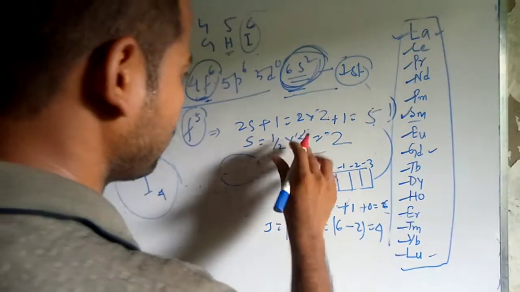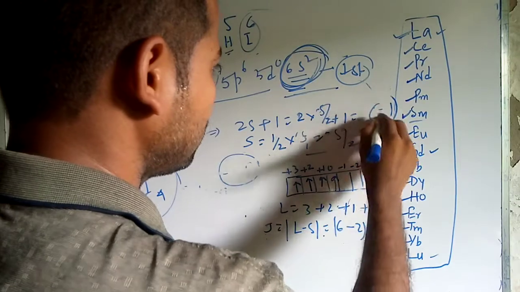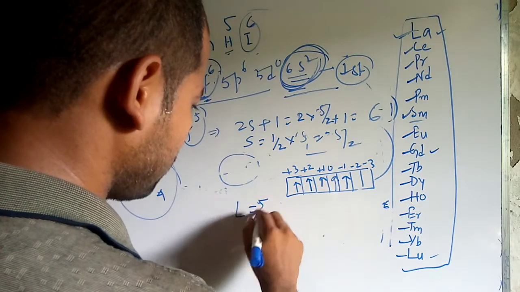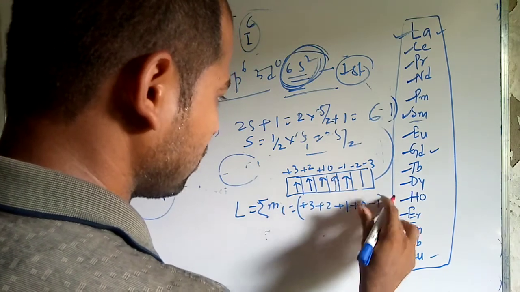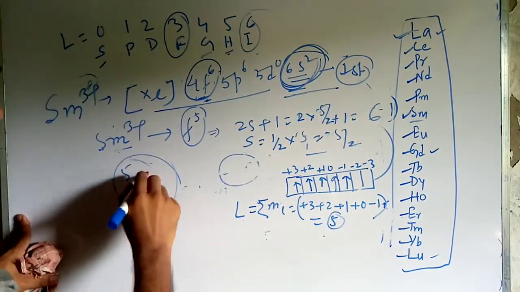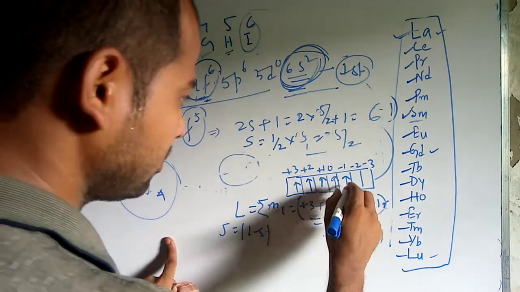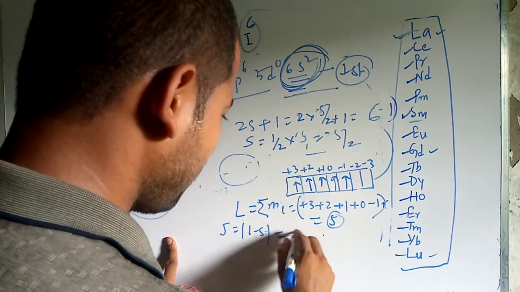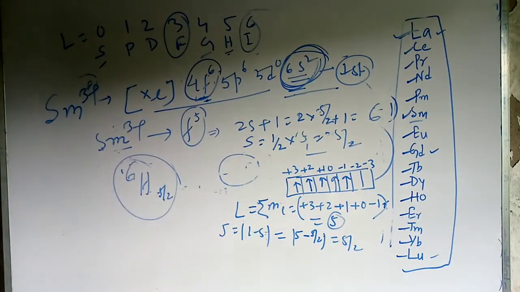There are 5 unpaired electrons present here, so S equals 5/2, and the multiplicity is 6. Then we calculate L: the summation of ml is plus 3, plus 2, plus 1, plus 0, minus 1, so L equals 5, which is H. The multiplicity is 6, and J equals L minus S, since it is less than half-filled, so L equal to 5 minus S equal to 5/2, J equals 5/2. This is the ground state term symbol for samarium 3+.